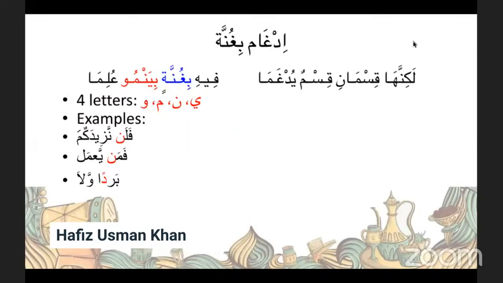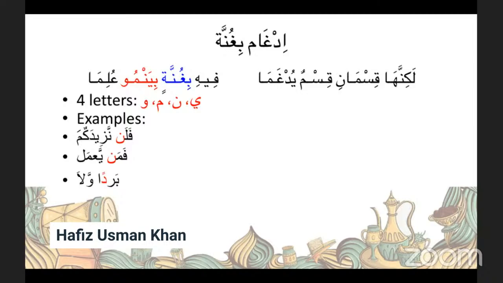We also said that idgham with ghunna is a specific type of ghunna that's mentioned in the poem. Imam al-Jamzuri rahimahullah tells us, لكنها قسمان قسم يدغم فيه بغنة هي المعلمة, that there are 2 types of idgham, and the first type is idgham with ghunna, meaning that this is idgham where we combine 2 letters but at the same time extend the sound and nasalize it. There are 4 letters of idgham with ghunna. The 4 letters are in the word yanmu, like we see in the poem itself: ya, noon, mim, and waw.